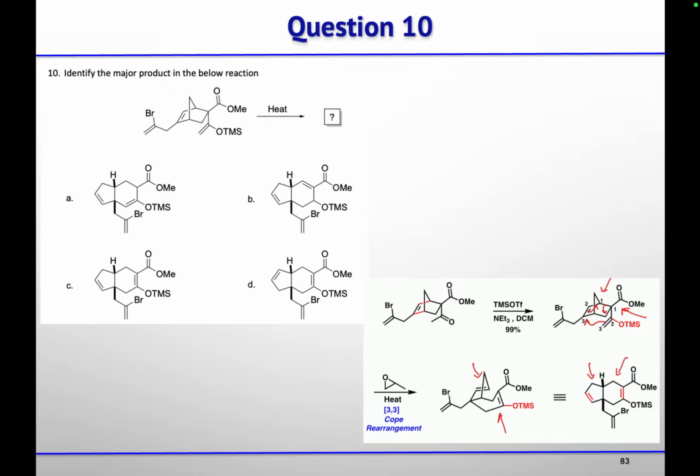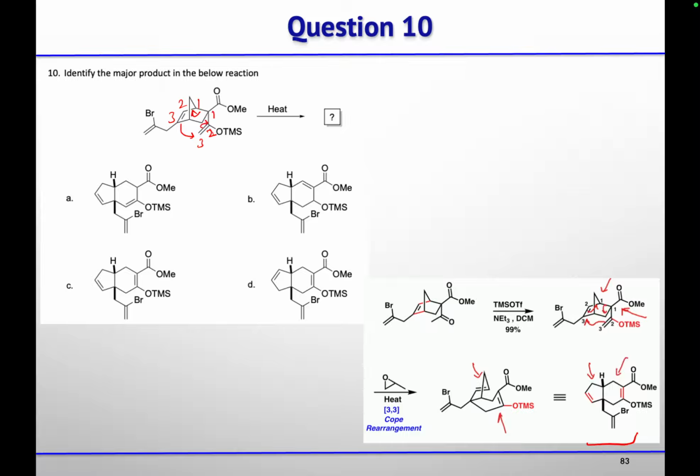Then next is: identify the major product formed in the following reaction. So this is treated with heat. It will undergo a 3,3 sigmatropic rearrangement, that is the Cope rearrangement. So this is 1, 2, 3, and here this is 1, 2, 3. So it will undergo a Cope rearrangement to give the corresponding product.